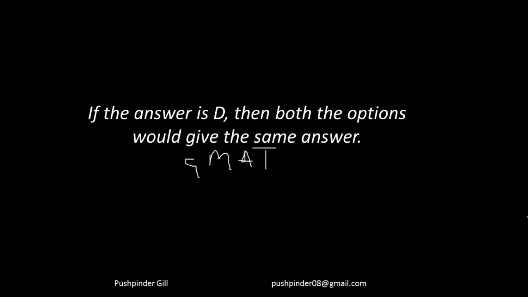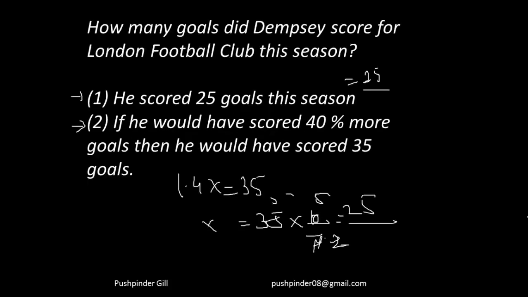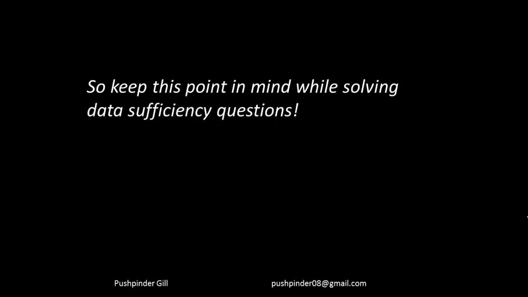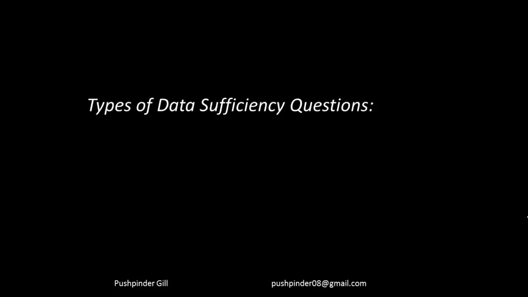If the answer option is A, then one of them is not sufficient. That doesn't make any sense. So the answer option is D, then both options will give you the same answer. Keep this point in mind while solving data sufficiency questions, because this will help you a lot, especially in the tough questions, 700 to 800 level questions.